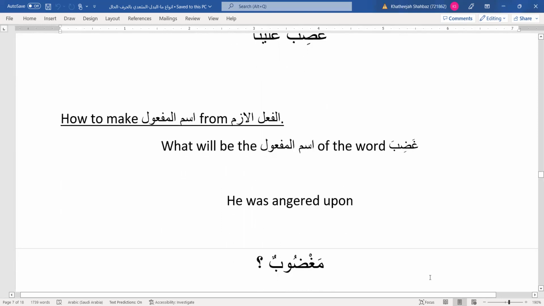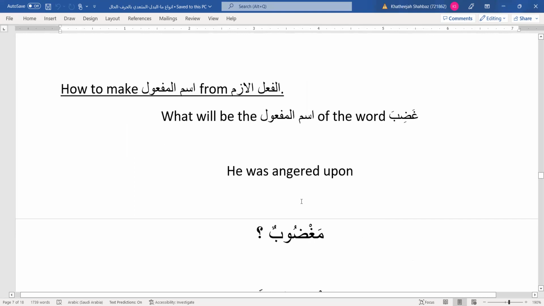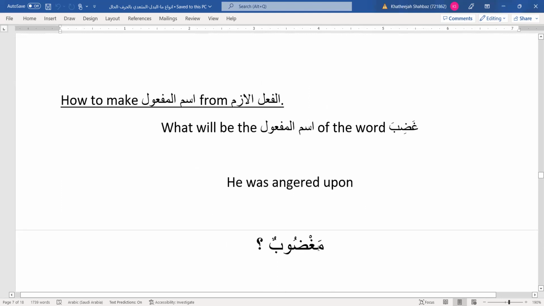Right away, the word that comes to mind for the one who was angered upon is maghdub, right? But is maghdub right? Because we knew that to make a mutaddi out of a fi'l lazim, we had to add a harf. So similarly, to make an ismul maf'ul, we will add a harf to it. Because maghdubun by itself cannot be an ismul maf'ul.